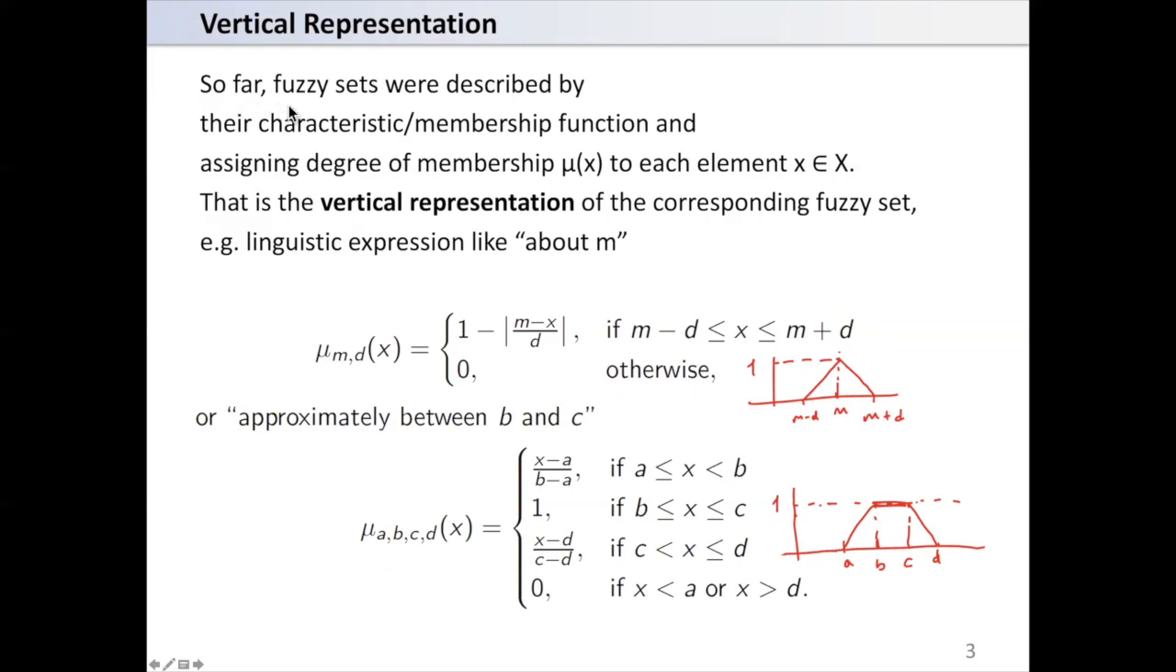So far, fuzzy sets were described by their characteristic function or membership function, assigning a degree of membership mu(x) to each element x in the reference set. That is the vertical representation of the corresponding fuzzy set. For example, consider a linguistic expression like about m. The vertical representation can be, for example, this function. Here we have the parameter m. This is as given here, about m.